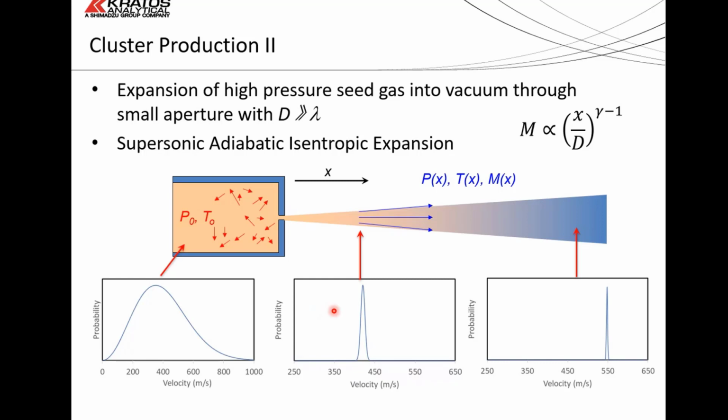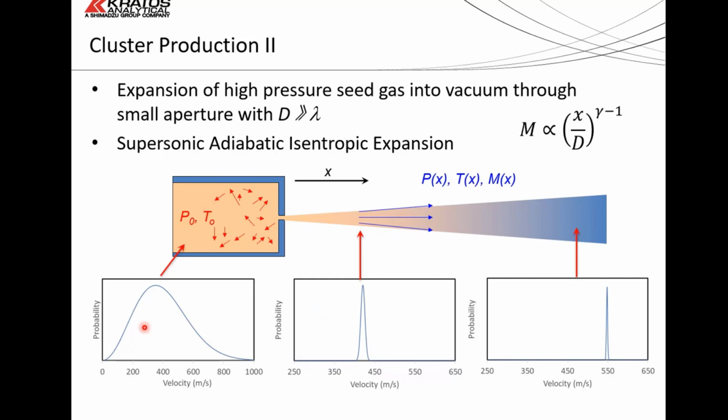In principle, it can be any orifice which is suitably sized, where the aperture is a lot larger than the mean free. Sorry, that's the wrong way around. Where the aperture size is a lot smaller than the mean free path. And when the gas expands out from the high pressure region P0 into a vacuum here, then it will form this supersonic adiabatic expansion with forward directed momentum.